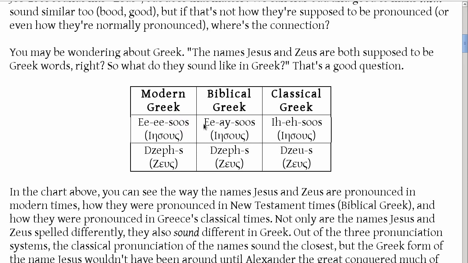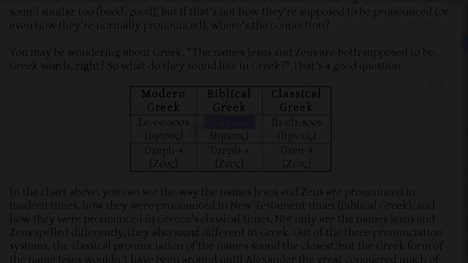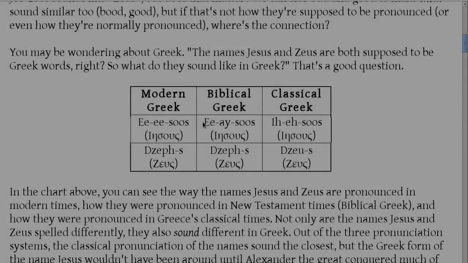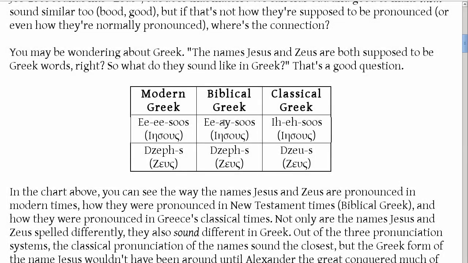In biblical Greek, which is how Paul would have spoken Greek, biblical Greek is also called Koine Greek, or Hellenistic Greek, which Hellenistic has no connection at all to the word hell. It has to do with Greek, but it's a Greek way of saying Greek. So in biblical Greek, Jesus would have been pronounced Iesus. Again, the accent is on sus. Zeus would have been pronounced the same way as it is in modern Greek, Zeus.